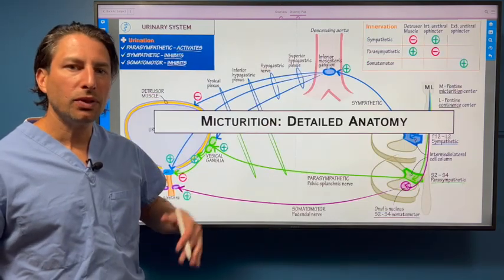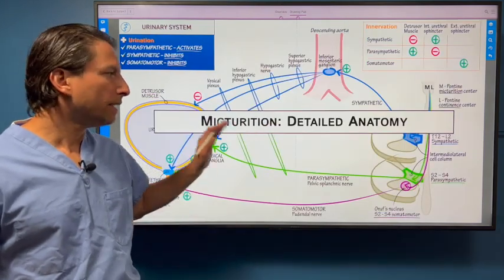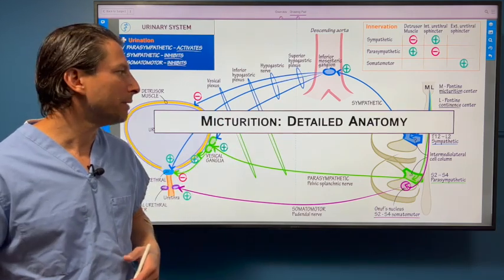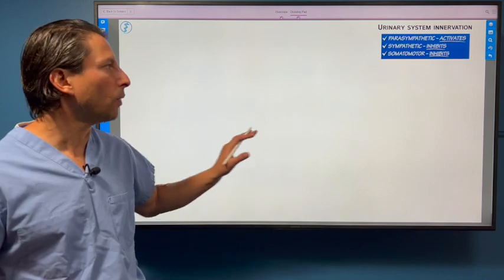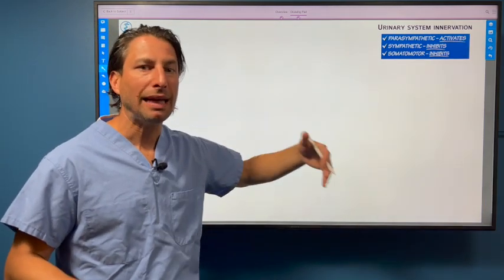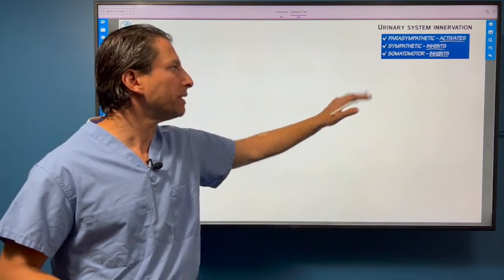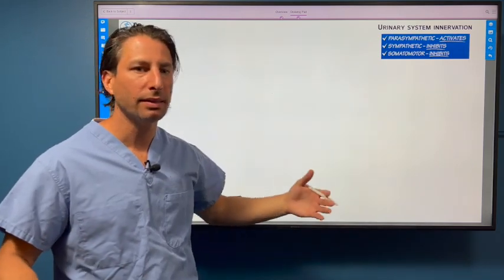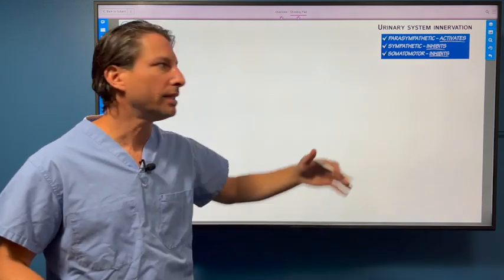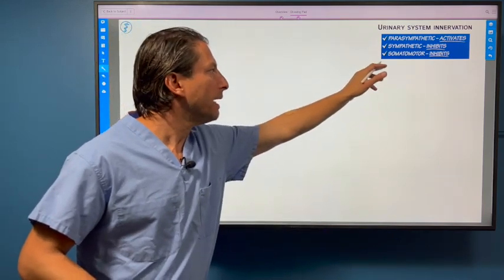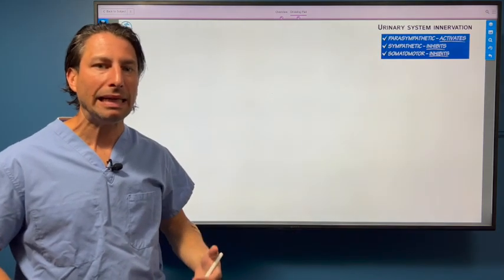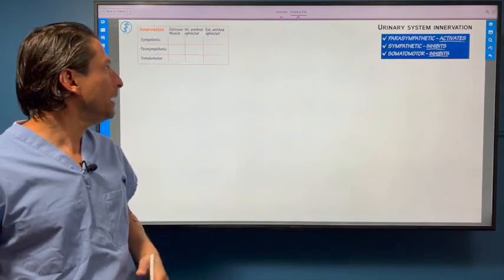Micturition. We have two key tutorials on the site, anatomy and physiology, and then this detailed anatomy. We're going to combine things here to learn core information. Parasympathetic nervous system, as we might imagine, activates micturition. It activates urination since that's part of the rest and digest state. Sympathetic will inhibit it. We don't need to be urinating when we're fighting or flighting. And then somatomotor, which is our volitional control, we have the ability to inhibit urination if we need to.